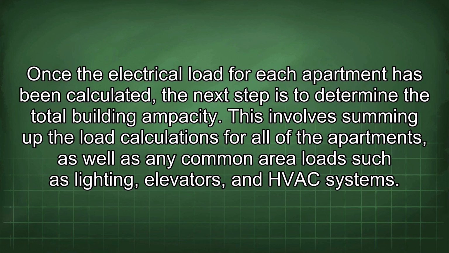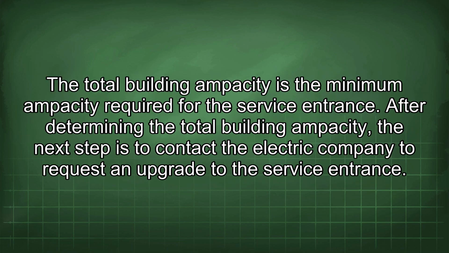Once the electrical load for each apartment has been calculated, the next step is to determine the total building ampacity. This involves summing up the load calculations for all of the apartments, as well as any common area loads such as lighting, elevators, and HVAC systems. The total building ampacity is the minimum ampacity required for the service entrance.